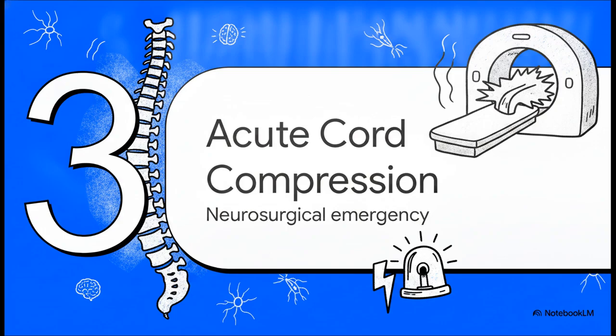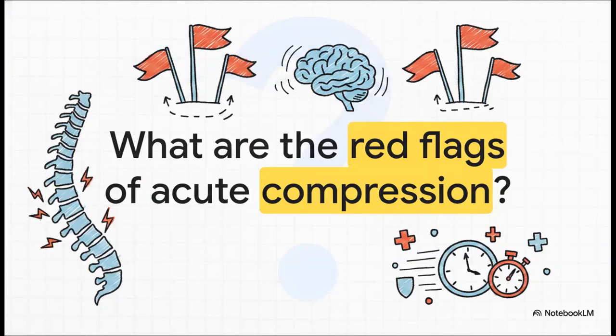Okay, moving right along to Section 3, acute spinal cord compression. This is where things get really intense, as we are talking about a true drop-everything neurosurgical emergency. So I want you to think about this for a second. What are the actual clinical red flags of acute compression? If you're standing right there evaluating a patient, what are the specific warning signs screaming at you that immediate intervention is needed to save their neurological function?